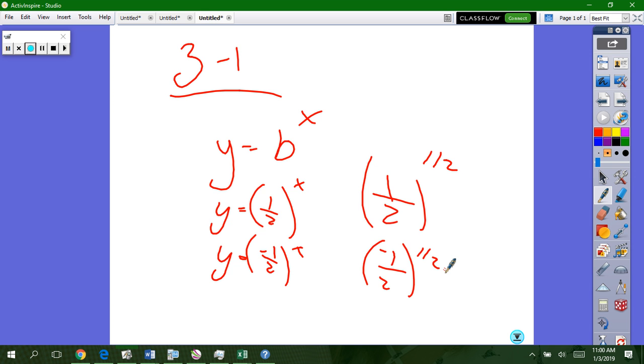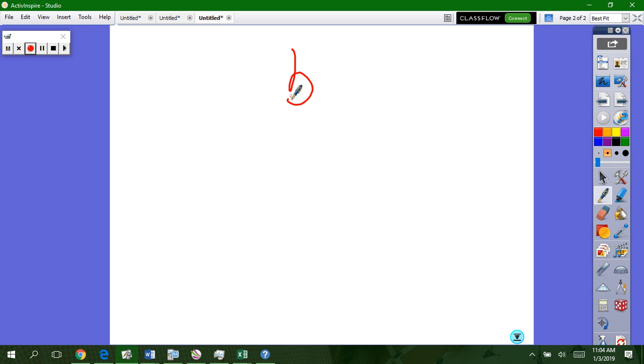So the key thing here is our b value has to be greater than 0. But we have 2 cases. We have our case when b is greater than 1, and when b is less than 1 but greater than 0. Maybe recall the 2 types of exponential graphs that we can have.